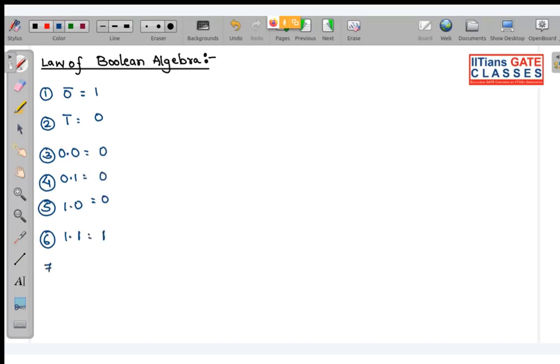Similarly, you can also write for 0 or 0. So 0 or 0 will be what? 0. Then this will be 1, and this will also be 1.